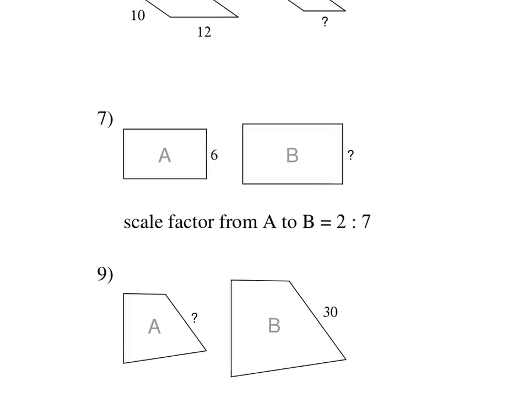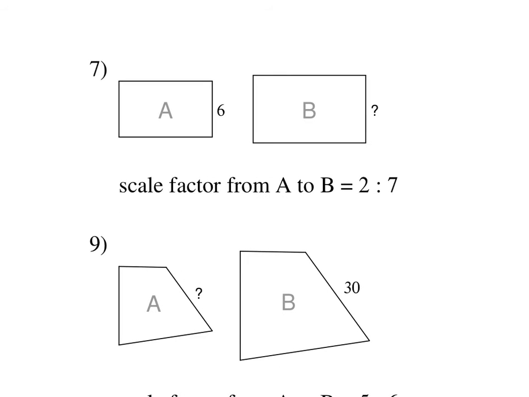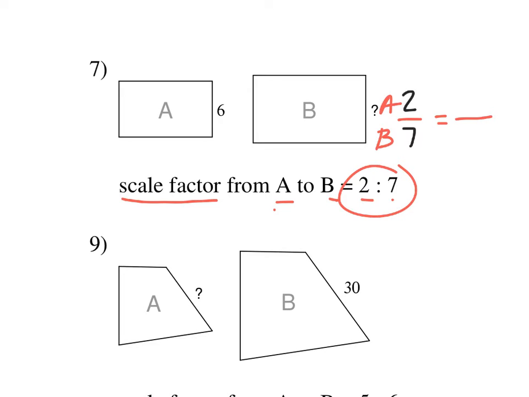I want to skip down here to number 7. And it has the word scale factor. And it says A to B is 2 to 7. So immediately I can set up a proportion with those two numbers. A to B, so the top's going to be A, the bottom's going to be B. And I'm going to put 2 to 7.